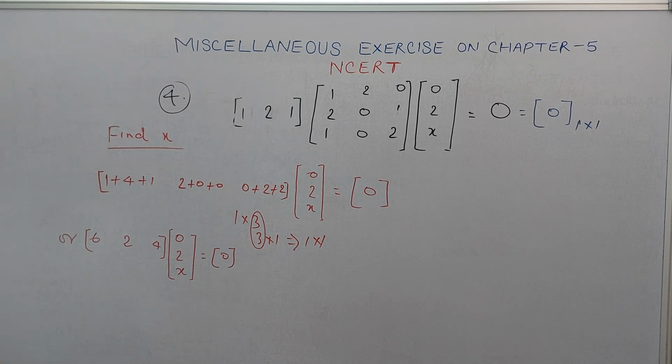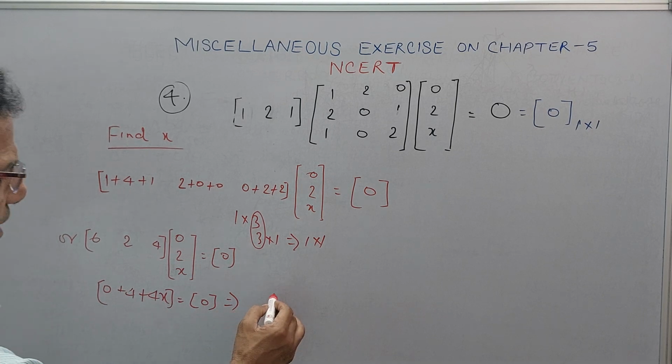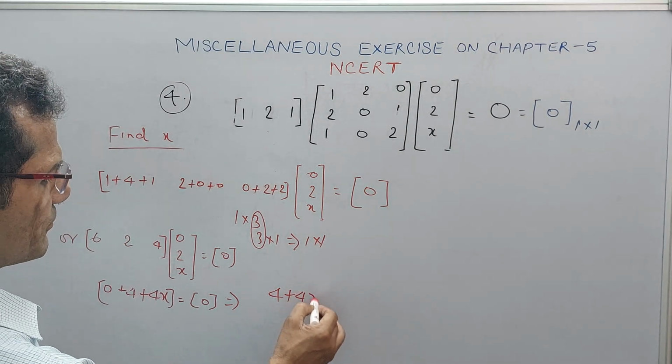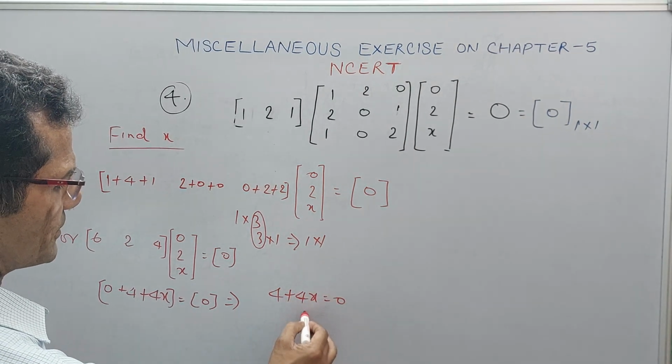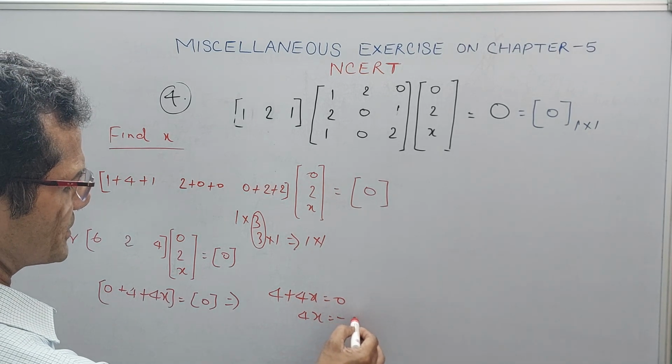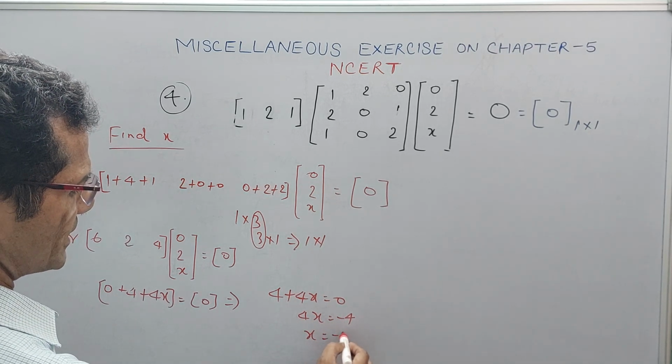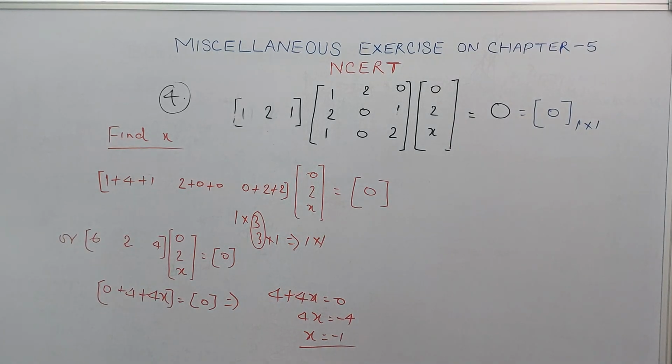Now multiply these ones. 6 into 0, 2 into 2 is plus 4, and 4 into x will be 4x, and the entries of this matrix should be equal to this one. So here 4 plus 4x. So we have 4 plus 4x is equal to 0. Now 4x will be minus 4, and therefore x is equal to minus 1. So this is our answer. x is equal to minus 1 will be its value.